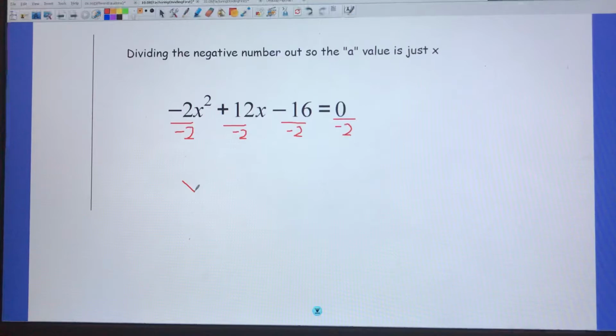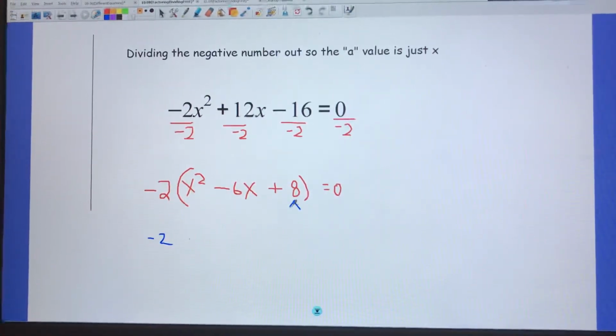this becomes x squared, right? Don't forget to put the -2 in front. And then this becomes -6x. And then -16 divided by -2 is +8. Equals 0. Okay, now just bring down the -2, you don't need it, and then let's factor this.